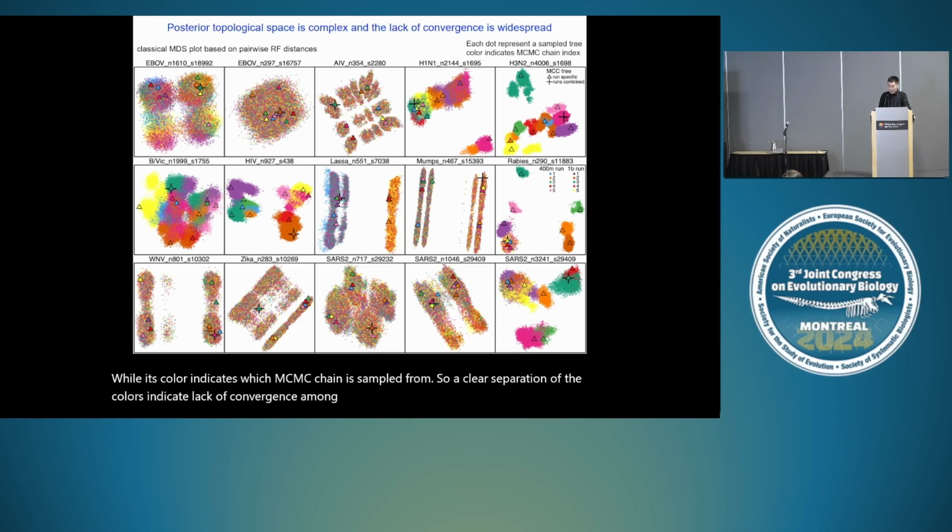That is, for many of these data sets, each individual MCMC gets stuck in some local modes and is not really able to commute, even after 1 billion generations.